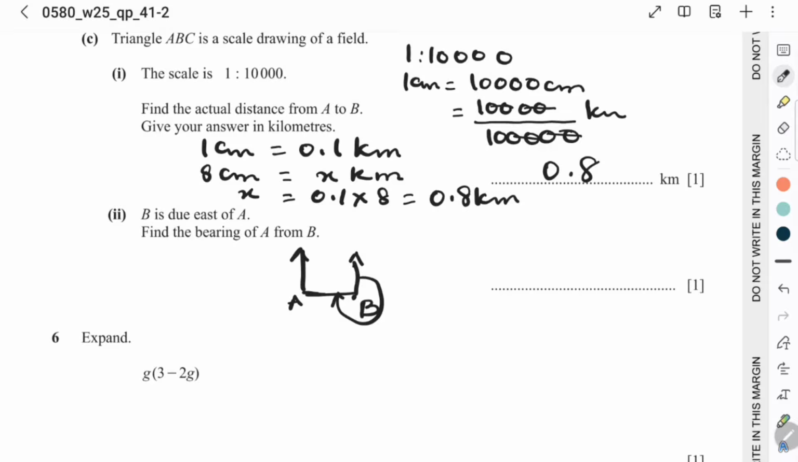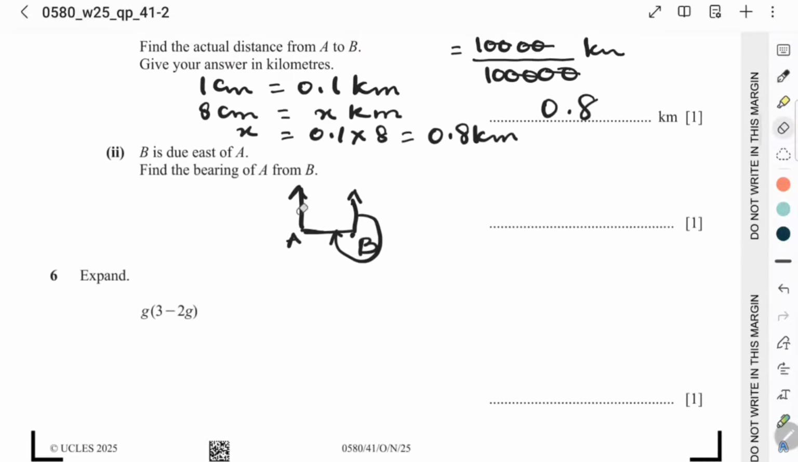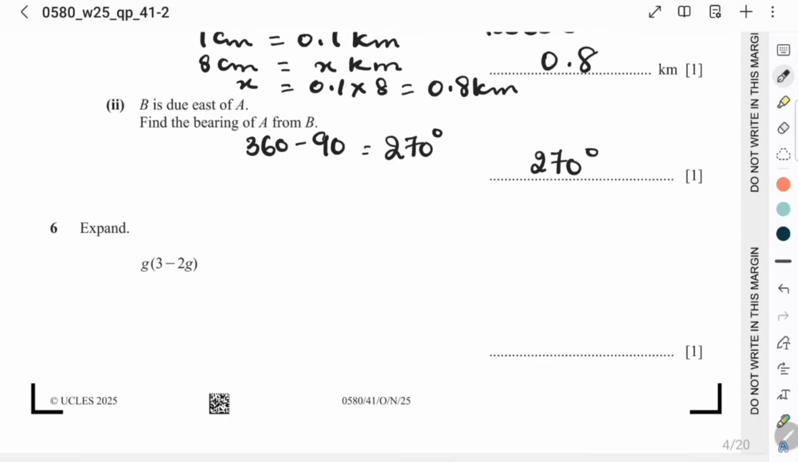Alright, so we have to find a bearing A from B. So this is A and it is B. So A from B, because it is due east, so that is equals to 90 degrees. So you will have to find out the bearing. So obviously that is equals to 360 minus 90, and it will be equals to 270 degree. Okay, I hope you understood. 360 minus 90 degree is equals to 270 degree, and this is 1 mark question. Okay, go to question number 6.